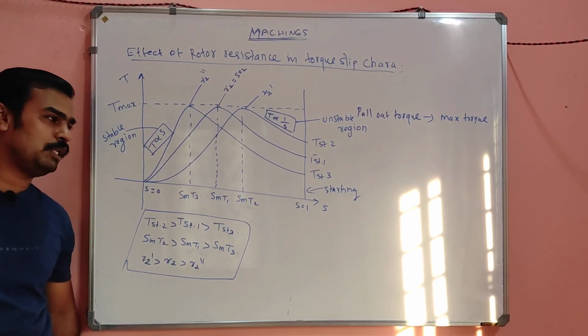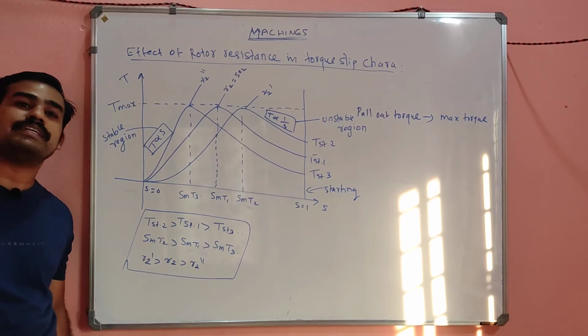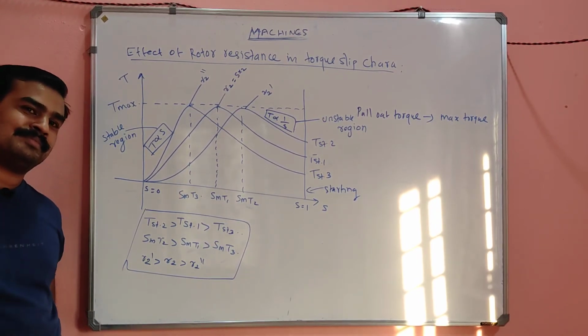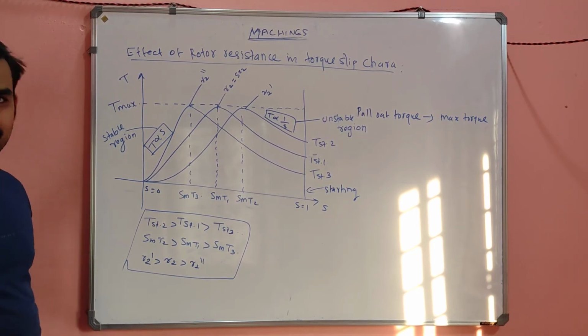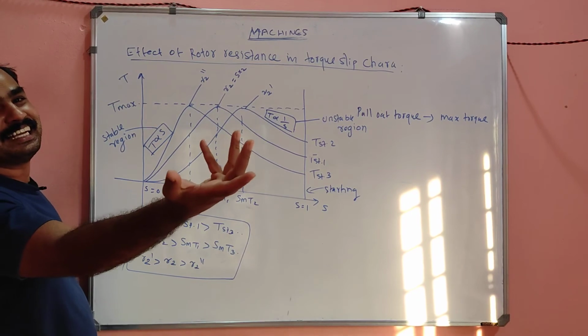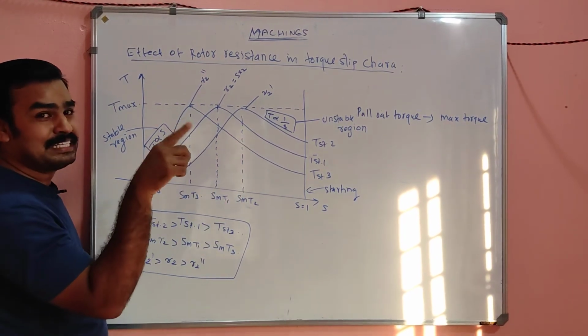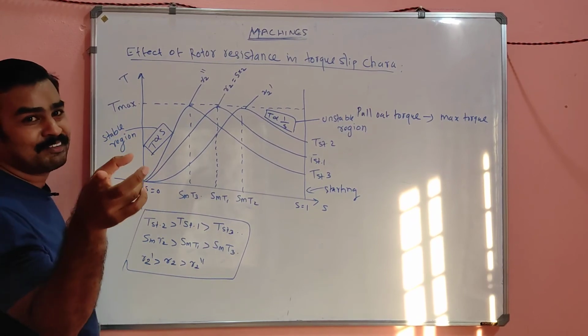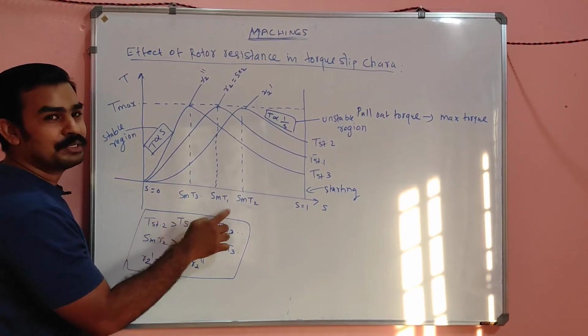Correct, my dears? KT into E1 square divided by 2x2 is the answer. It is dependent upon only x2. Correct? Correct. But the slip at which maximum torque happens is varying, because slip is dependent upon R2 by X2. So the slip at maximum torque is varying.